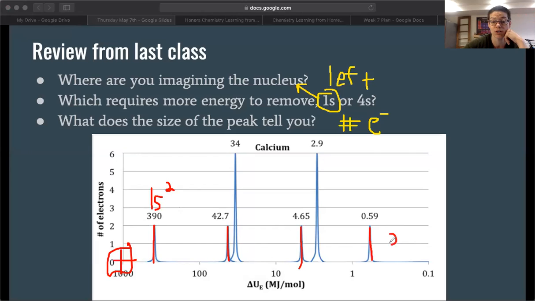All of these are the exact same height, which means all of these represent 2 electrons. And the only sublevel that holds only 2 electrons is s. So these all represent an s2. Because they're exactly the same, the only thing you have to realize is that they're each a different energy level. So if this was 1s2, this has to be a 2s2, and that would be a 3s2, and that would be a 4s2.